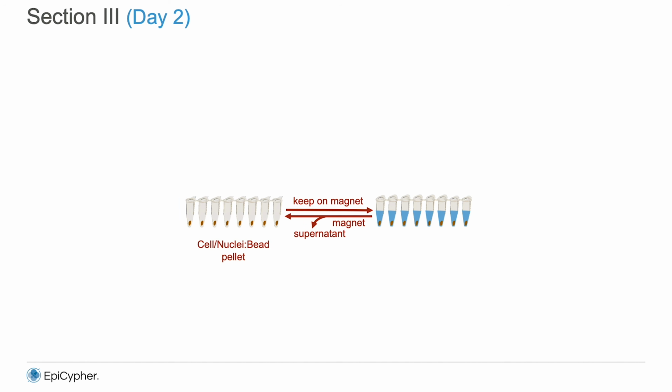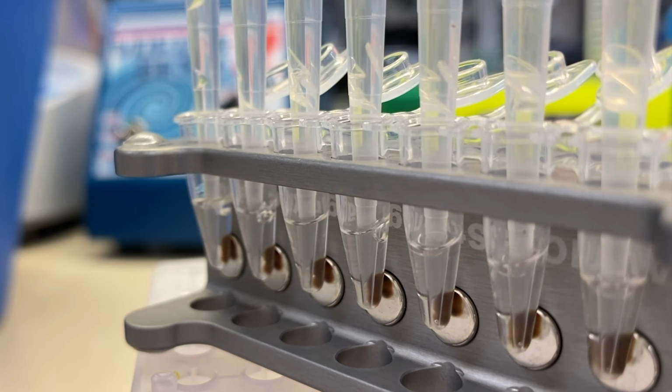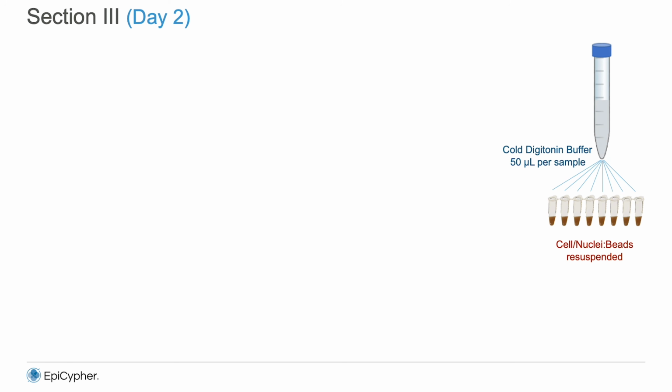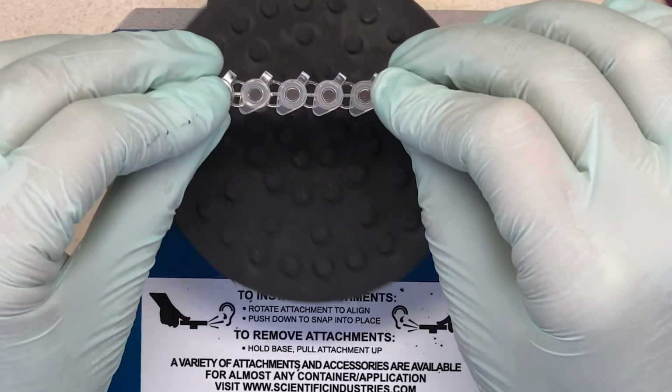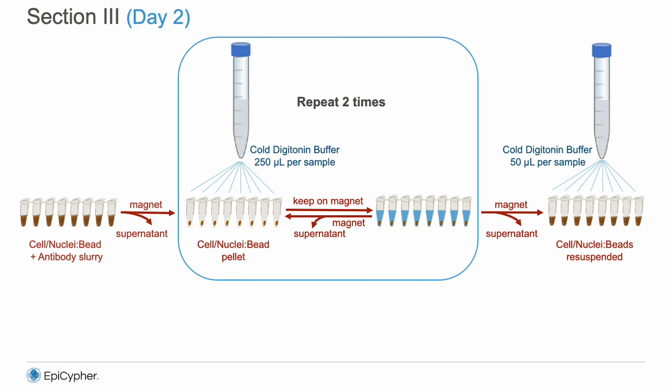Repeat this process for a second wash, again without removing the tubes from the magnet. Remove the supernatant from the final wash, take the tubes off the magnet rack, and resuspend in 50 microliters of digitonin buffer by gently pipetting or vortexing. It's common for beads to be clumpy at this step, so be sure to thoroughly disperse. Here's a summary of the Day 2 portion of Section 3.